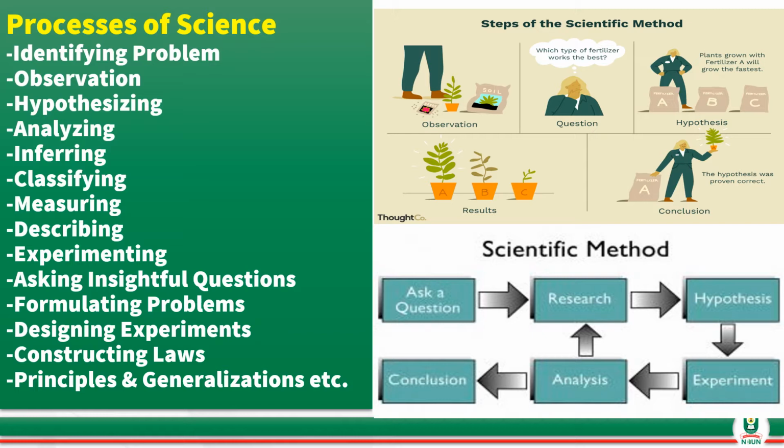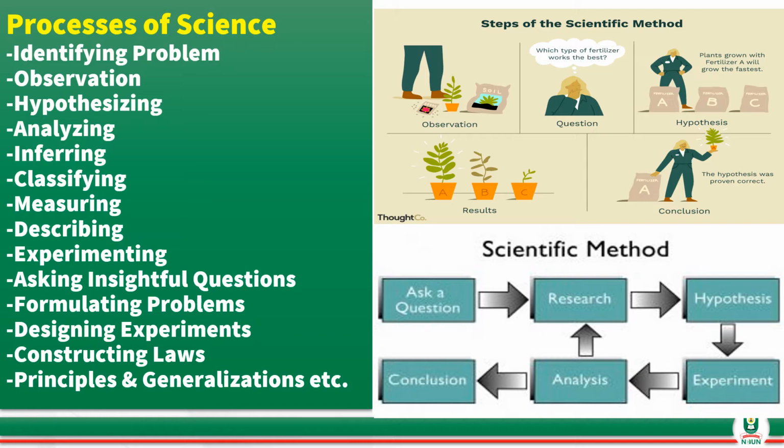identifying problems, they engage in observation, they hypothesize, the formulation of hypothesis. That one is very key. They analyze. Scientists infer, classify. After inferring, they make sure things are grouped. So that's what is referred to as classifying. Measuring, they measure. Describe. Scientists should be able to describe whatever they have seen, whatever they observe. Experimenting, or you say experimentation. So it is important that scientists go through experimentation.